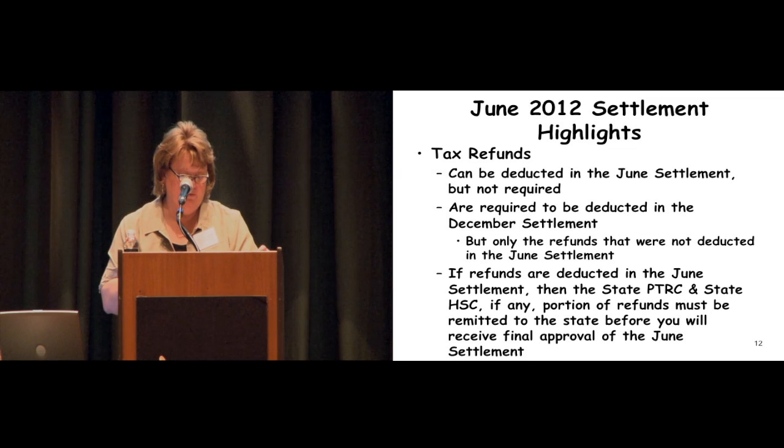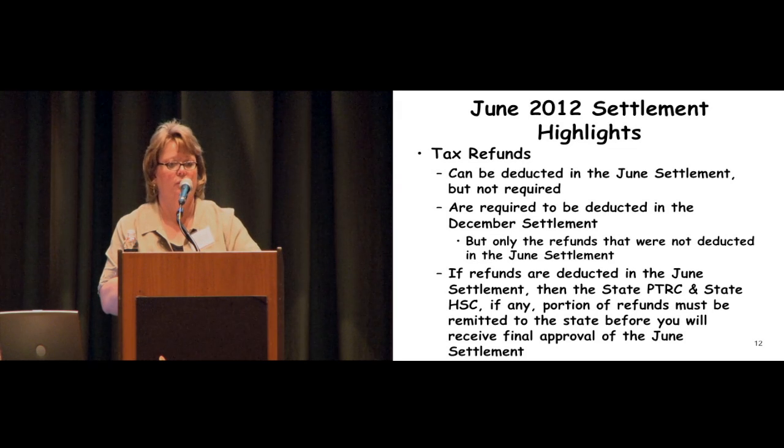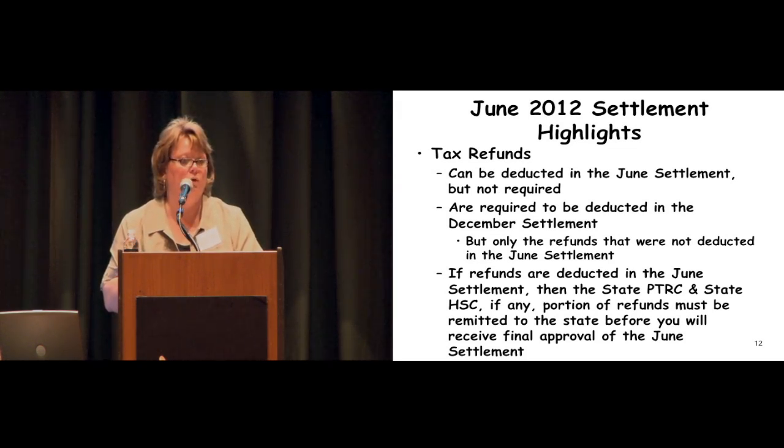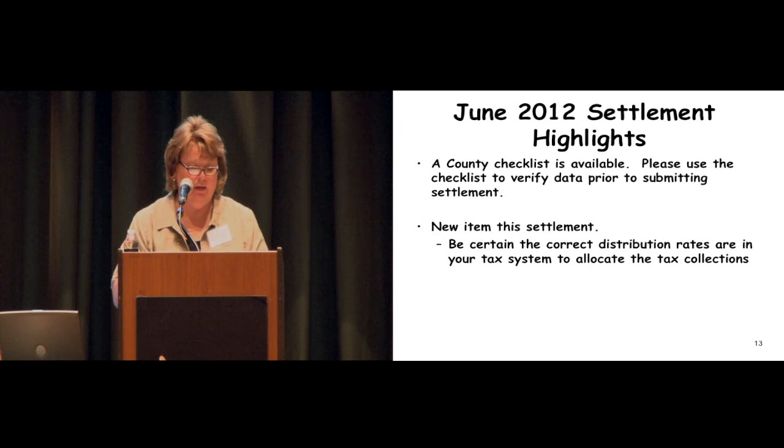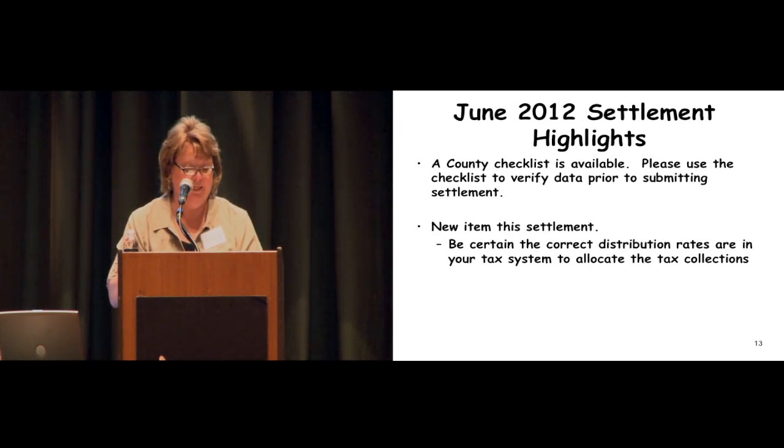If you do have refunds and they're deducted in June, then the state, PTRC, and state homestead, if any, portion of the refunds need to be remitted to the state before we approve your settlement. If your refunds are only going back 3 years, you probably won't have those. The county checklist is out there to verify what you're sending in, and if you use the checklist, you'll probably 9 times out of 10 get approved on your first submission.